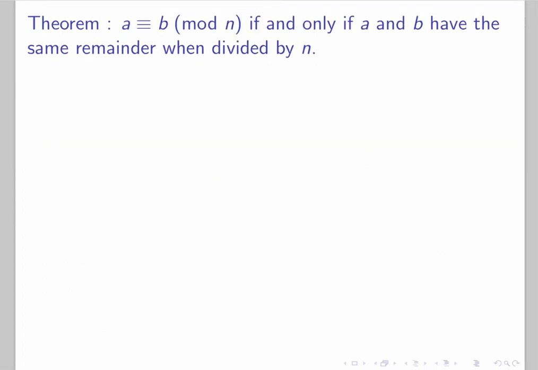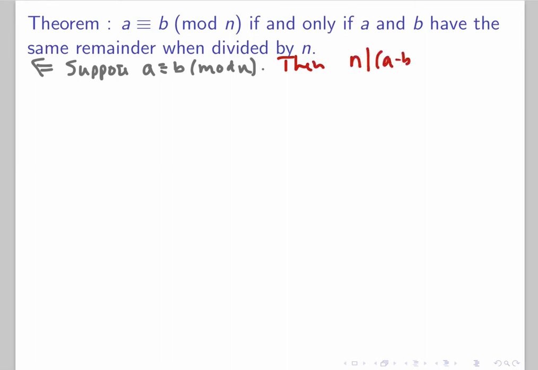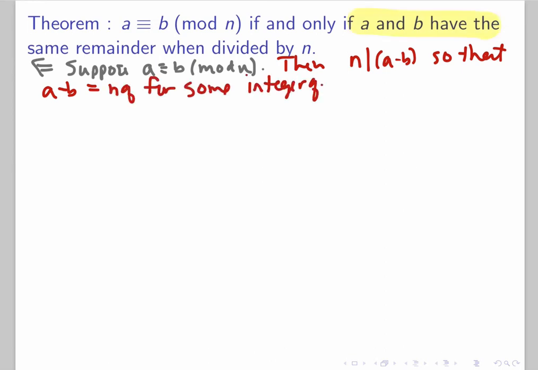Now we're going to prove the original direction. It looks like I wrote my arrow in the wrong direction, sorry. We're going to suppose the given information, that A is equivalent to B mod n, and then write down what that means. Then n divides A minus B, so A minus B is some multiple of n, for some integer q. What we want to prove is that A and B have the same remainder when we divide them by n. So we want to think about the remainder of A and B when we divide them by n. We're going to apply the division algorithm to both A and B.